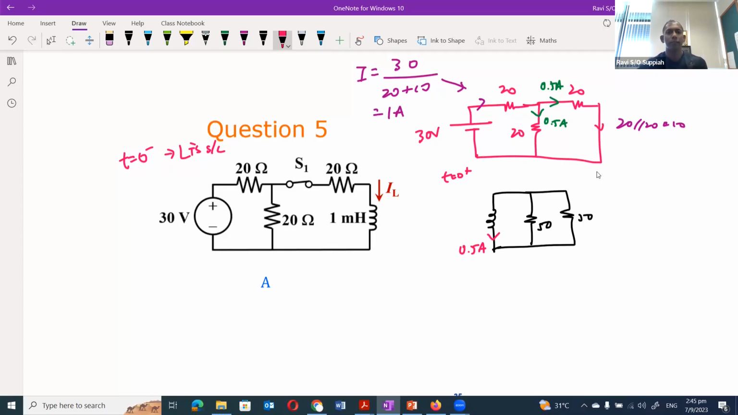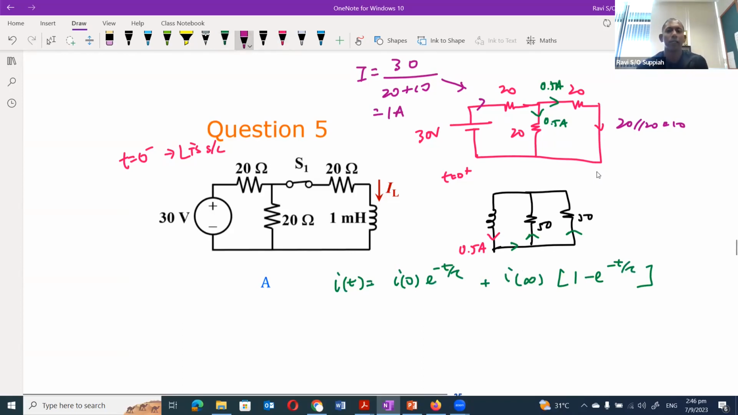This current will come here and then it will split. With this, we can say that the expression for the current through the inductor will be I0 e to the minus t by tau plus I infinity times 1 minus e to the minus t by tau. Since this circuit has no source inside, whatever current is flowing through the inductor will eventually discharge through the resistors. So the final infinity current will be 0.